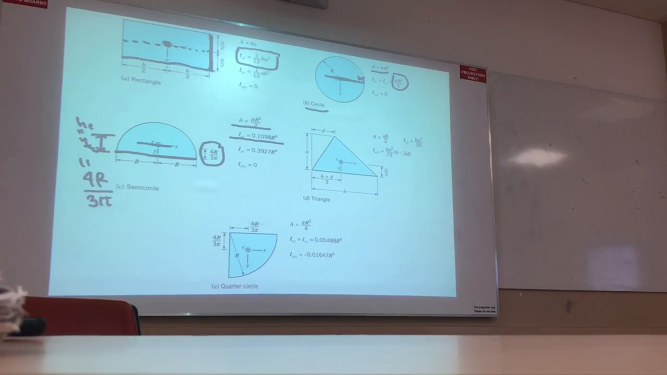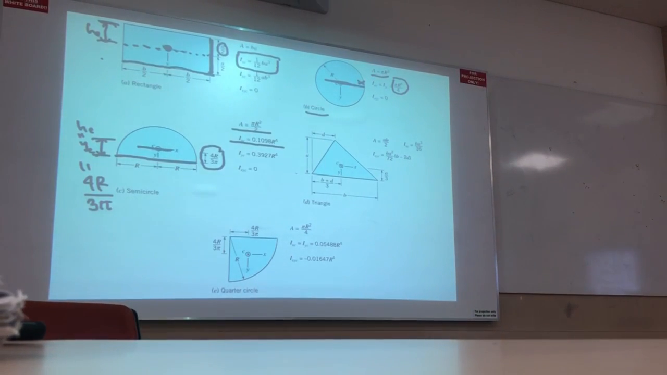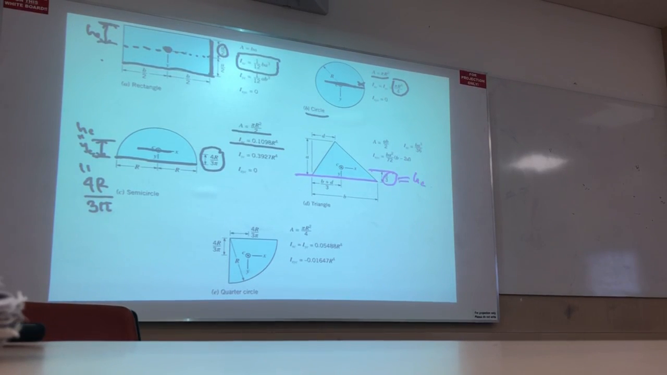For rectangular shape, we assume the distance from here to here is hc or yc. This value is equivalent to a by 2. Okay. Similarly, for triangular shape, you see, this is the fluid surface, so this indicates hc, a by 3. For quarter circle, hc is 4r by 3 pi, same in both axes, right?